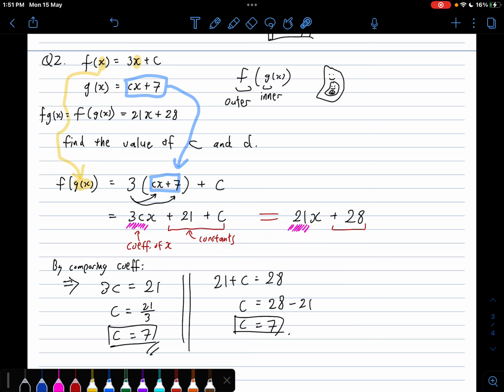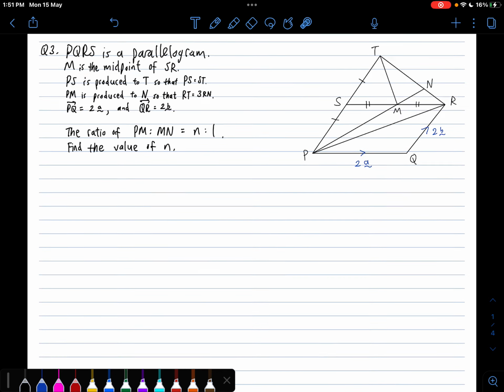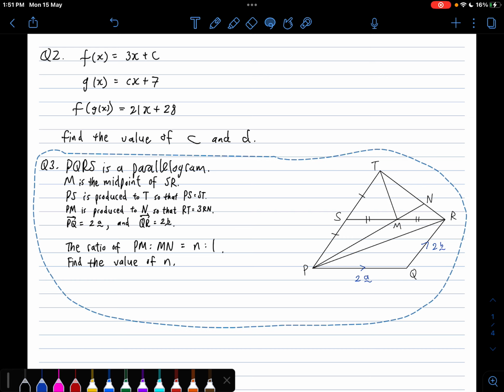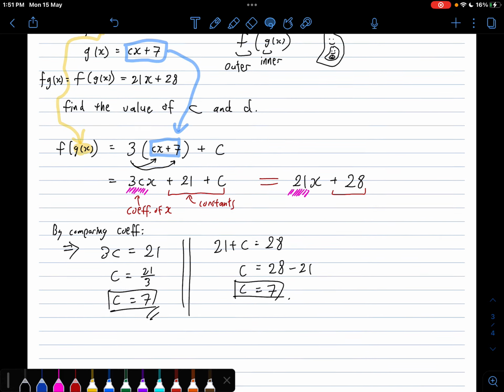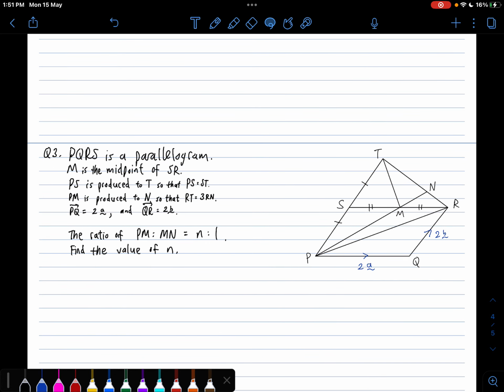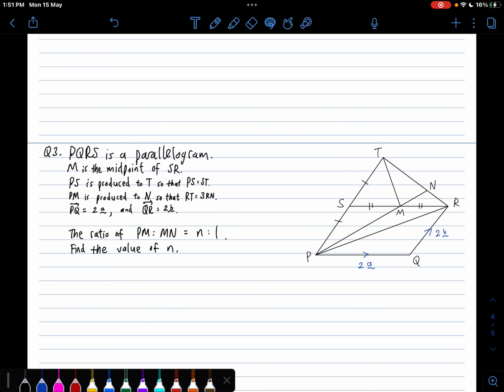Both will give you the same result. Okay, then finally, let's look at question 3, which is a vector question. Now this question has many different ways to approach it, but let me show you the equating coefficient method.